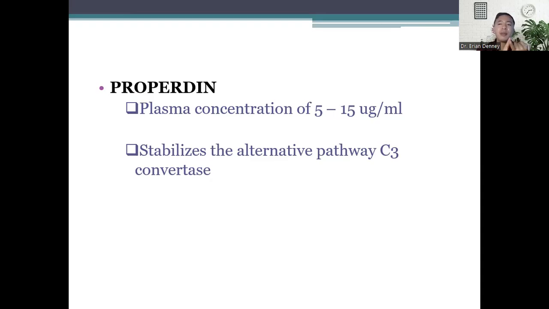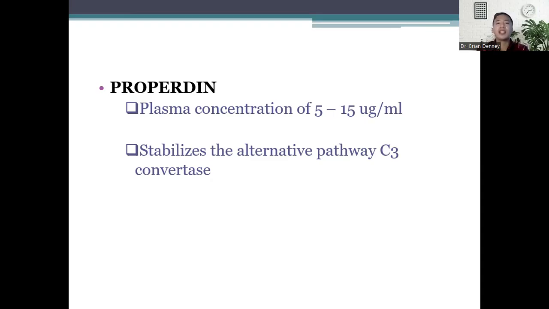So we have now C3b. What happens is that your C3b in the presence of magnesium ions has to be bound to what? Factor B. Factor B bound to C3b forms a complex named as C3b factor B complex. Now, this binding of factor B to your C3b induces conformational change and thus causes factor B to be more susceptible to cleavage by factor D.